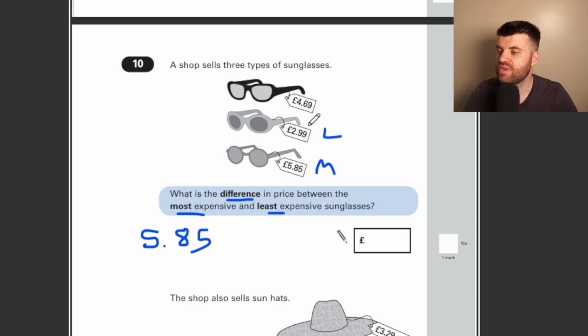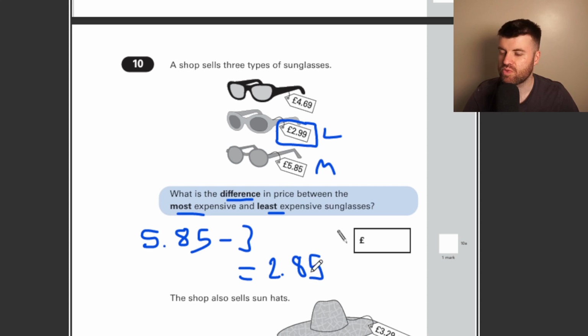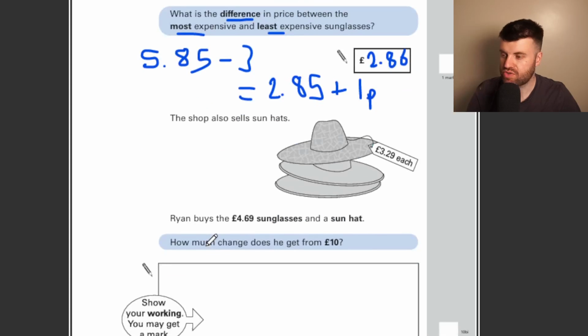However, when a number's really close to a nice round number, so £2.99 is really close to £3, you can take off £3. That gets me £2.85. But £3 was 1 pence too much to take off. So I went 1 pence too low in my calculations. So that means all I have to do at the end is add 1p back on, and I get £2.86 as my answer. A nice mental strategy there.